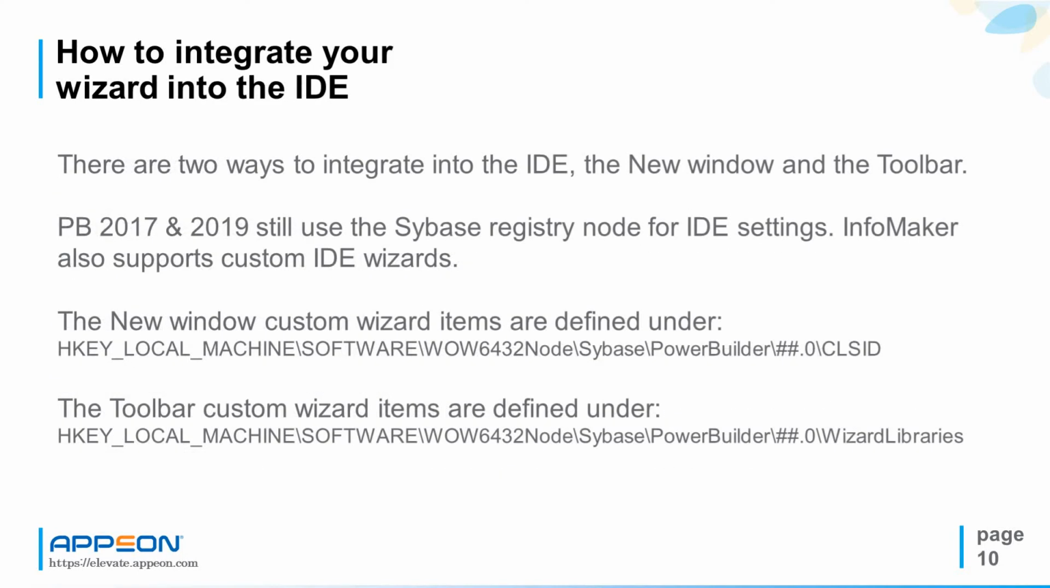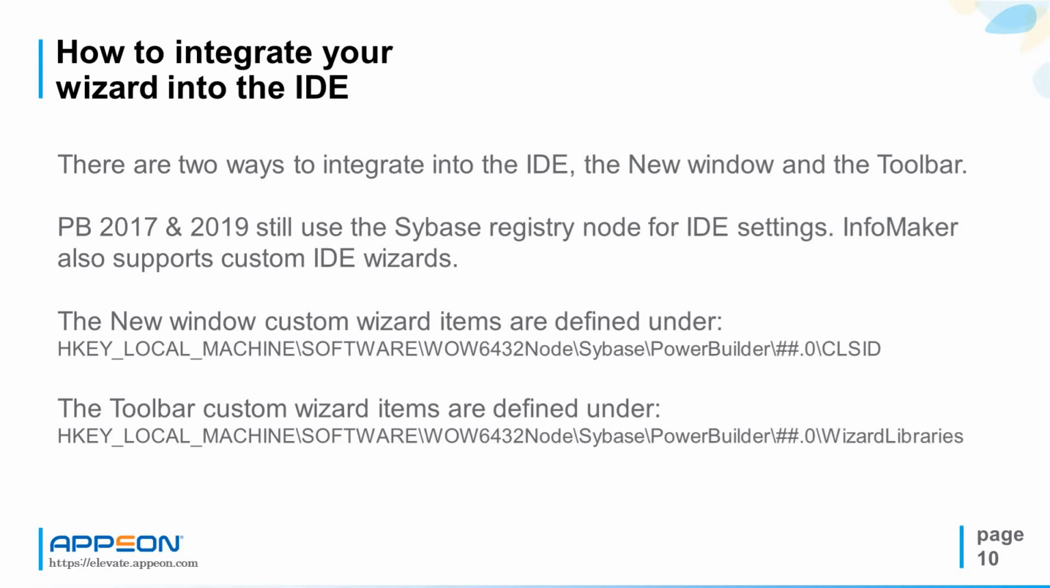Now, how do you integrate your wizard into the IDE? Well, first you need to generate PBD files and copy them into the shared PowerBuilder folder. Then you have two choices. You can add it to the new window, or you can add it to the toolbar, or you could do both. PowerBuilder 2017 and 2019 are still using the Sybase registry node for their IDE settings. And InfoMaker also supports custom IDE wizards.